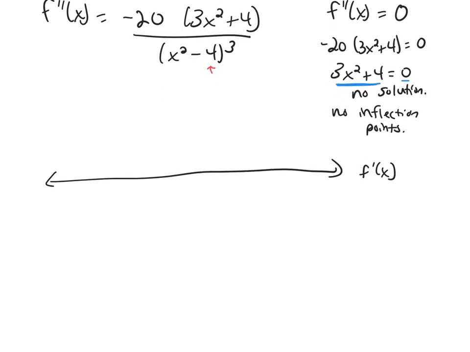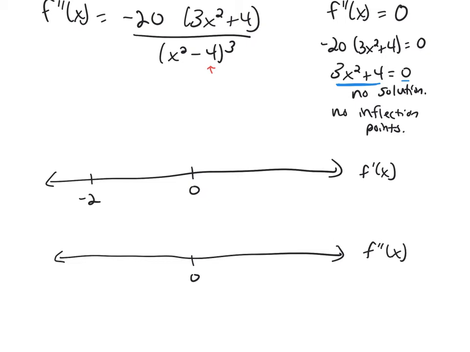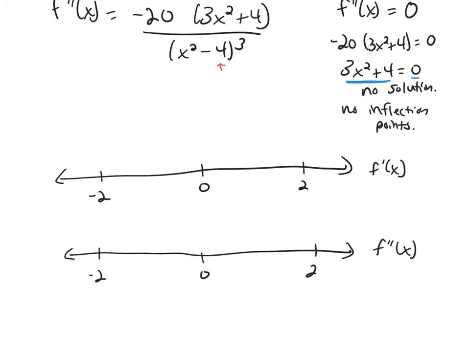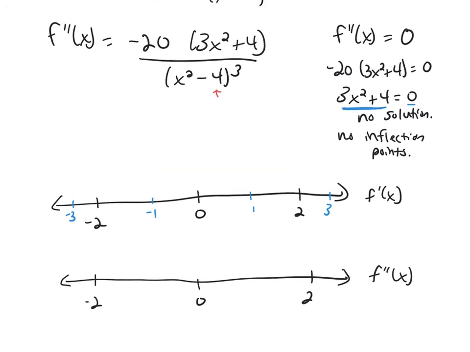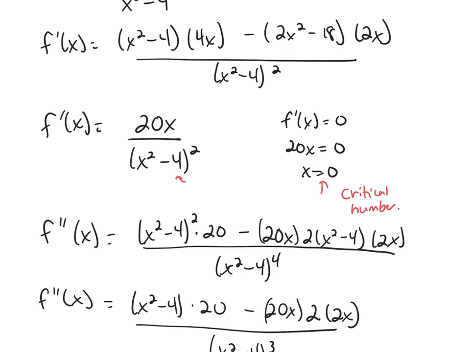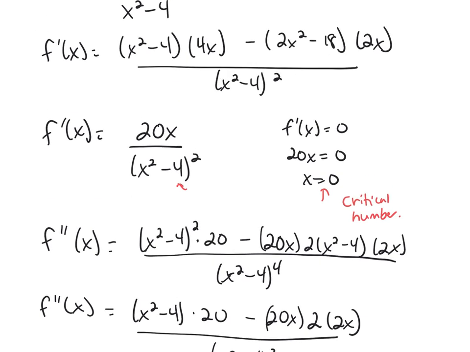And then I'll make the second derivative also here. So I'm going to put my critical number on here. I'm also going to mark where my function was undefined at negative 2 and 2. So we need to pick some test numbers. I'll pick negative 3, negative 1, 1, 3. And you're going to go back to your first derivative. So go back here and see if it's positive or negative.